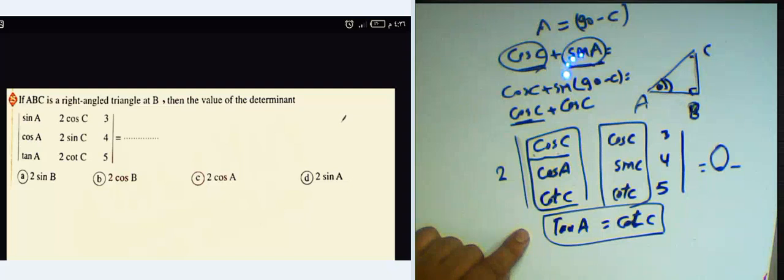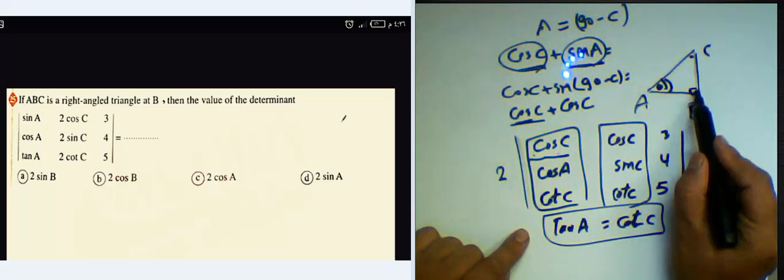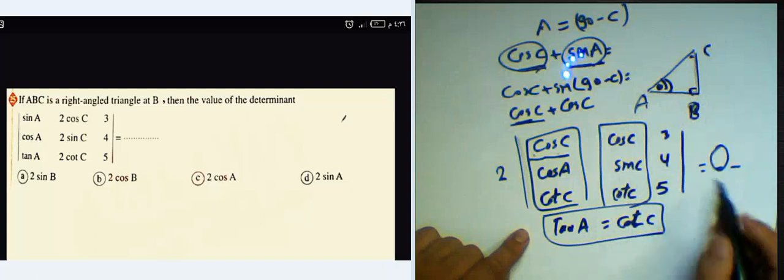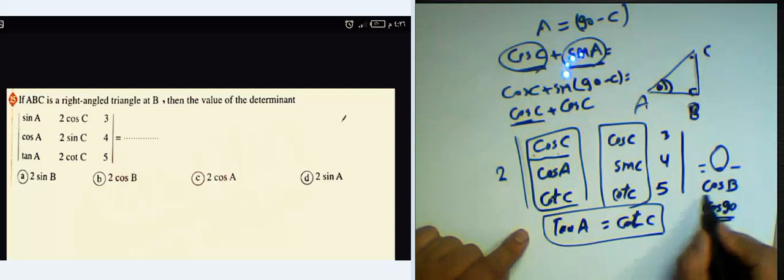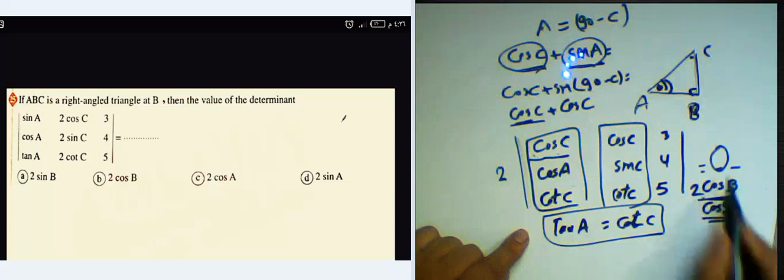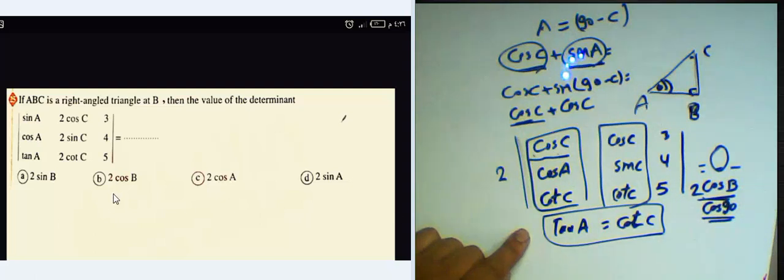Look at the result here. We have angle B equals 90. Then 0 equals cosine 90. Cosine 90 equals 0. Then the result will be equal to cosine B multiplied by 2, it will be equal to 0, which shows letter B. Understood?